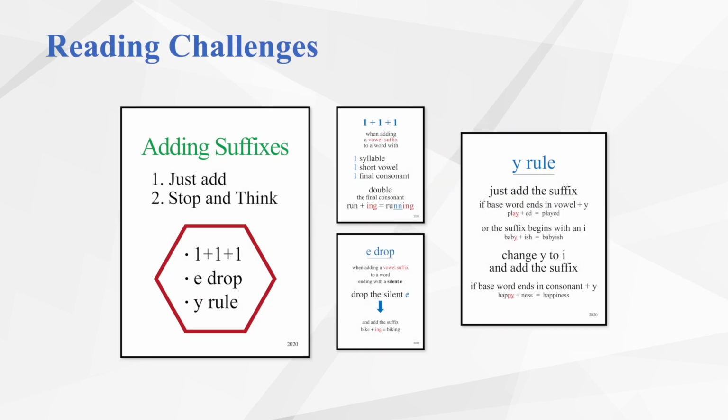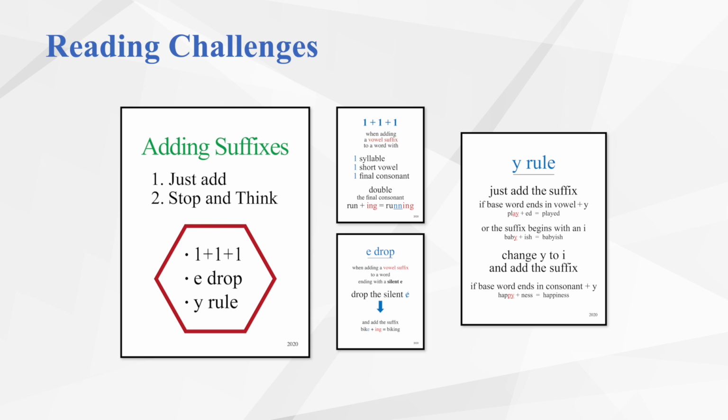So far, we've learned many different strategies for spelling base words with suffixes. We've learned that sometimes we just add the suffix, and the spelling of the base word is unchanged. We've also learned that sometimes we need to stop and think before we add the suffix. We've learned about the 1 + 1 + 1 doubling rule, E-drop rule, and all of the different Y rules.